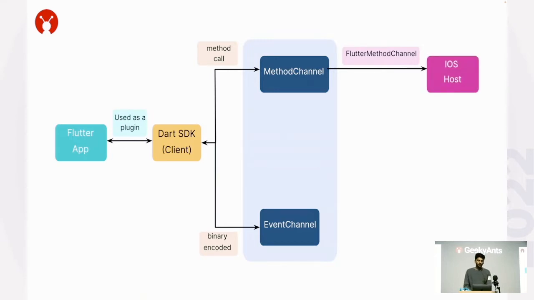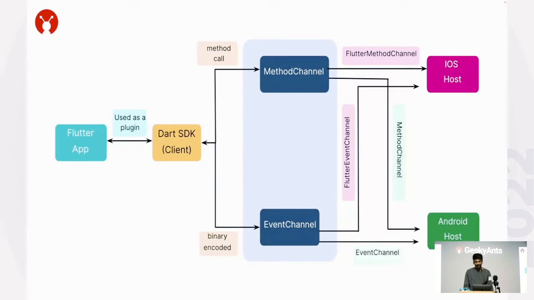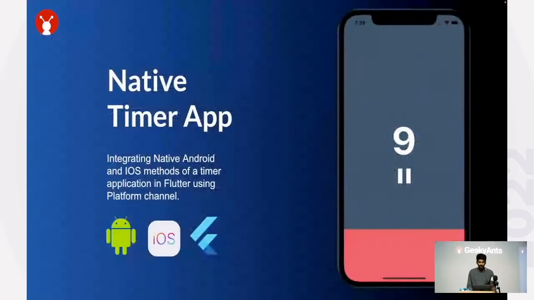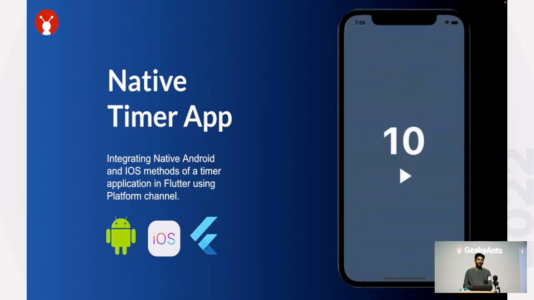For method channel, we have the interface FlutterMethodChannel that we use for the iOS host, and MethodChannel for the Android host. Similarly, for event channel, we have FlutterEventChannel, and we use FlutterStreamHandler also. It's not in the diagram. And EventChannel for the Android host. So this is the basic sample first application. You can see it's a timer app. It's just filling the screen with the time, and I can pause and play it. There are start and stop methods that I'm invoking from the Dart side.